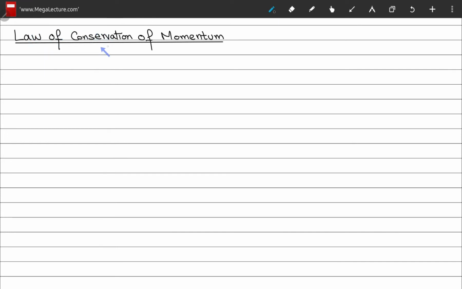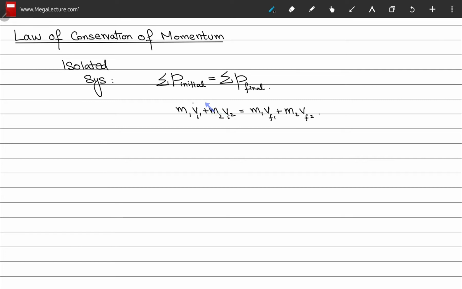Moving on to the law of conservation of momentum. It simply states that for a system that is isolated from any force or any surroundings, the sum of your initial momentums is equal to the sum of all your final momentums. Suppose you have two bodies, m1 and m2. Then the initial momentum can be written as m1 v initial 1 plus m2 v initial 2, and this whole thing is equal to m1 times v final 1 plus m2 times v final 2.